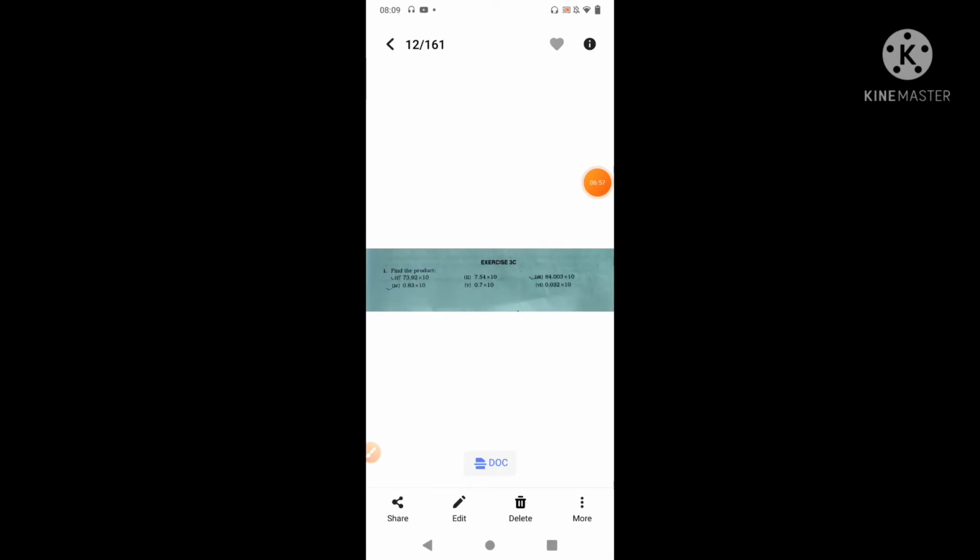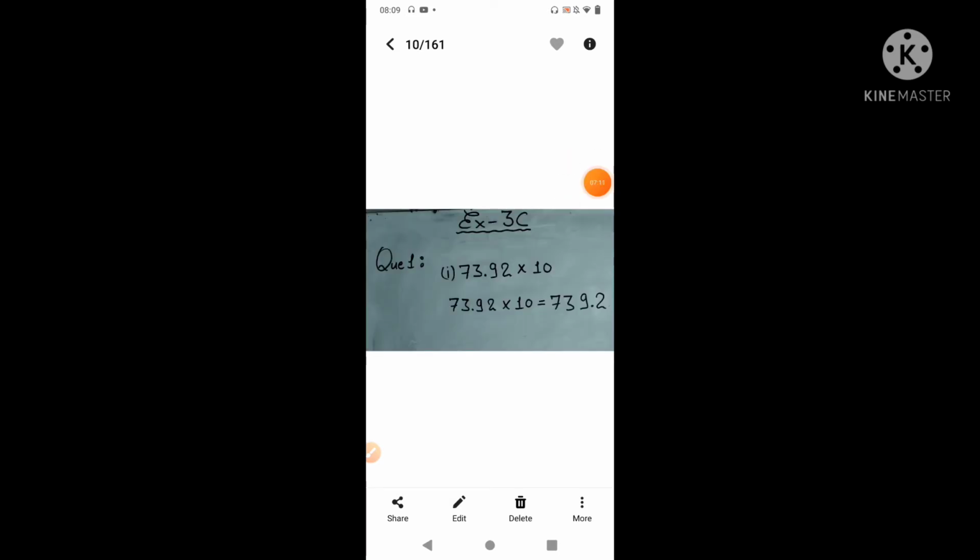Now come to exercise 3C. The first question, find the product. The first question we have to multiply by 10, 100 or 1000, in this one by 10 only. How to multiply? No need to do anything. We will just shift the decimal towards the right side one place only, because we are multiplying by 10, and in 10 there is only one 0, so the decimal will shift towards the right side one place, so it will come here. The answer will be 739.2.